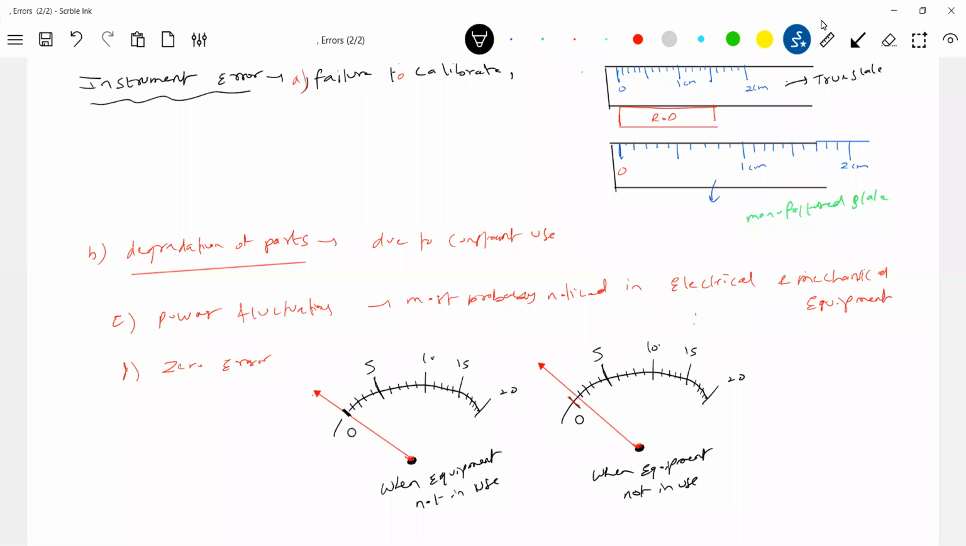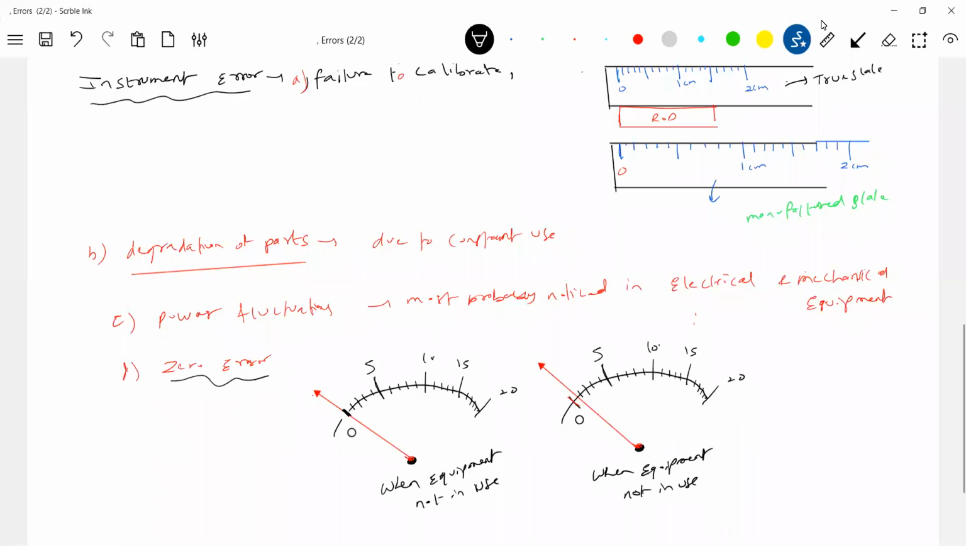So what to do now is, a screw will be given where I can bring the pointer back to zero. On a weighing scale, when nothing is there, it should read zero. If it's not zero, there's a screw inside that you adjust to make it zero. When equipment is not in use, the pointer should be at zero. If it's not at zero, then there is a zero error.